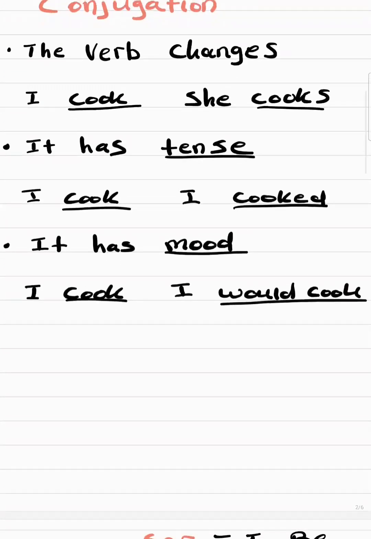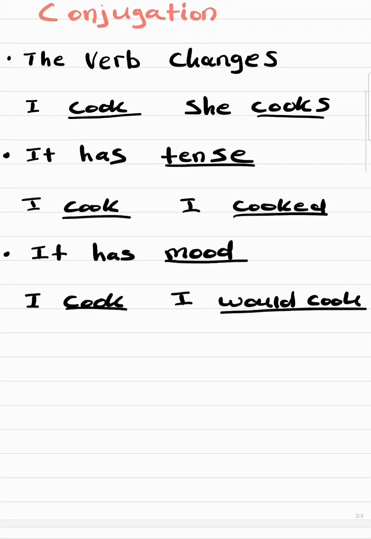And it has mood. And we actually have three moods. We have an indicative, meaning factual, conditional, meaning theoretical, hypothetical. And the last is called a subjunctive, which is kind of another theoretical, hypothetical, but we'll go into more detail about that another time. But that would be I cook and I would cook.